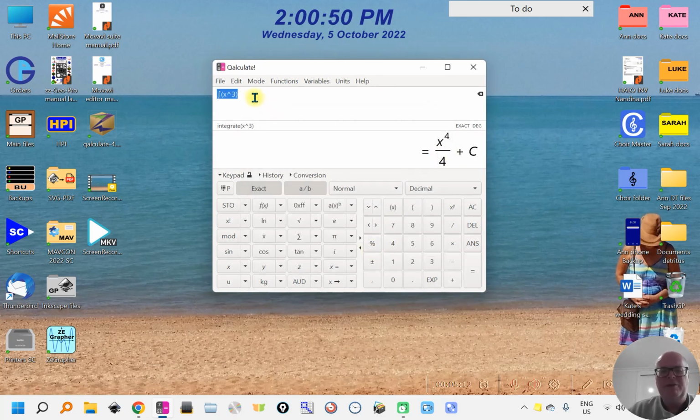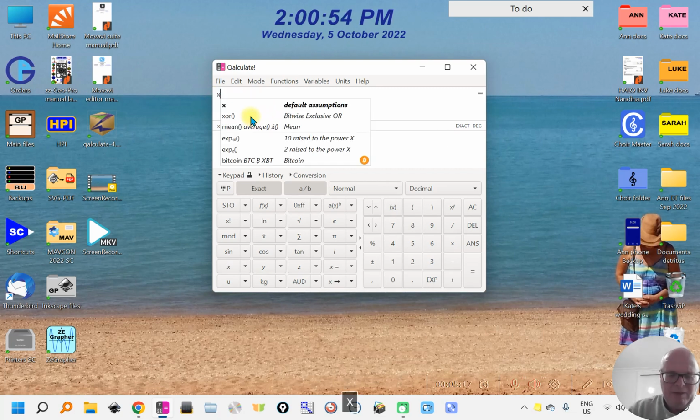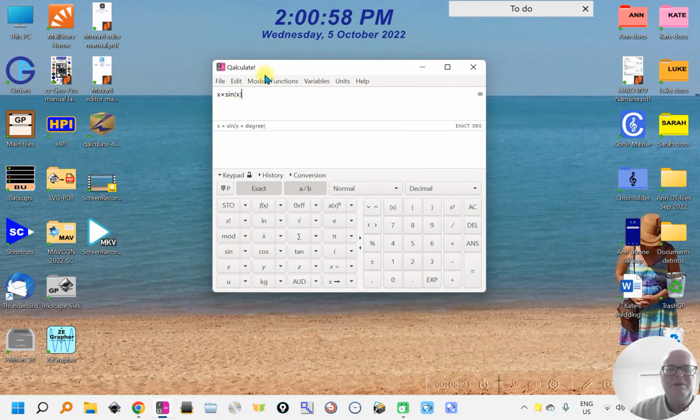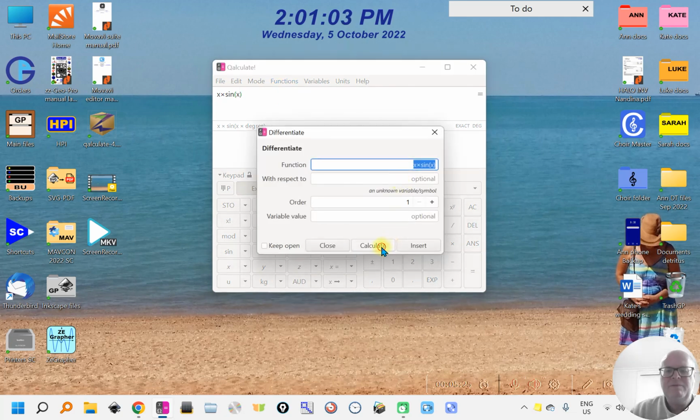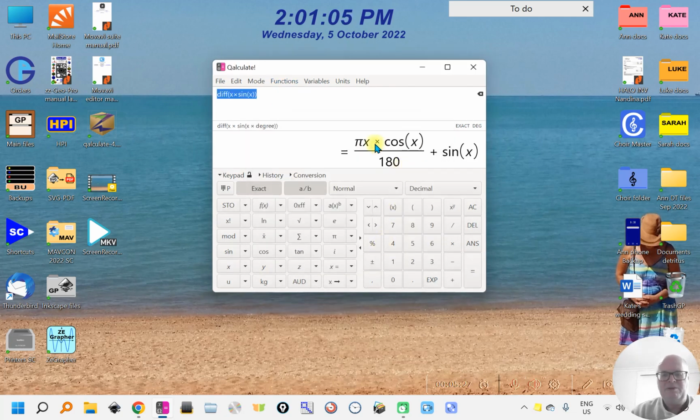You can do some quite powerful calculations here. You know, x star sine x, and we could calculus differentiate that. And that's because we've got this 180, because we're working in degrees. If I change it back to radians, that would be the answer, which is probably what you would expect more typically.